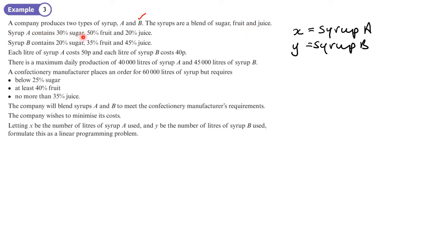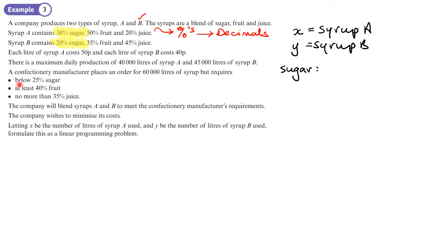Syrup A contains 30% sugar, 50% fruit and 20% juice. Now, anytime you get a question like this, where you have percentages, then we'll express our inequalities using decimals. So just like the question that we had for the cakes and we did eggs, sugar, flour, we're going to do the same thing here. So we'll be looking at sugar first. Okay, so we'll look at each of the ingredients. So let's maybe highlight these. So syrup A, 30% sugar, syrup B, 20% sugar.